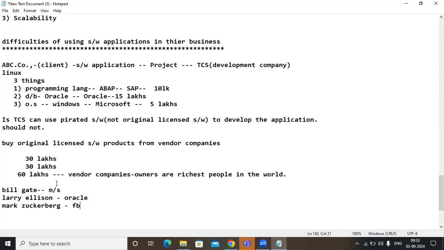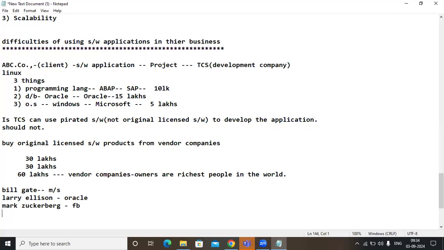That is why out of the top 10 billionaires in the world, at minimum I can say 4 to 5 people come under vendor company owners only, because they are getting more business and more profit than clients and development companies. Am I clear at this point, all of you? So: clients, development companies, and vendor companies.